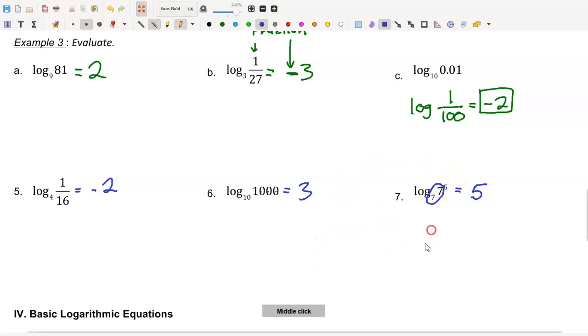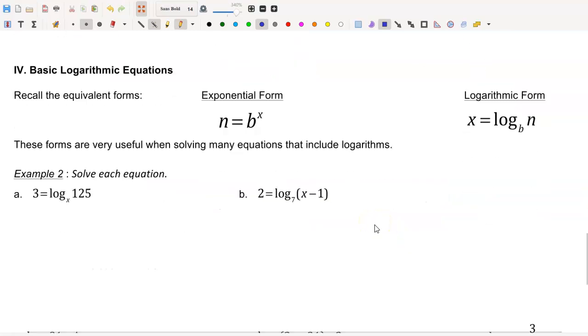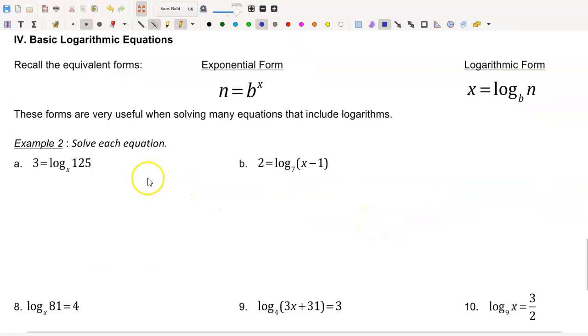All right, so not too bad. Let's look at a few equations and we'll be done. So same thing, we can convert these to the exponential form. So we have, what here? The base is x, the exponent is 3, and that's going to be equal to 125.